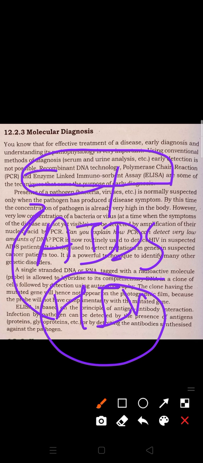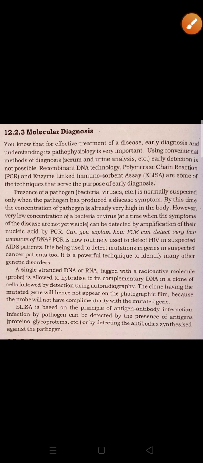Enzyme linked immunosorbent assay, I am telling you this name again and again because it is very important. Many times it has been asked in board examinations and in competitive examinations also. So PCR and ELISA are recombinant DNA technologies by which we can identify any kind of disease very easily, by the serum, by the urine, by the blood, as I told you. By these mediums we can easily identify different diseases, and it is possible because of genetic engineering.